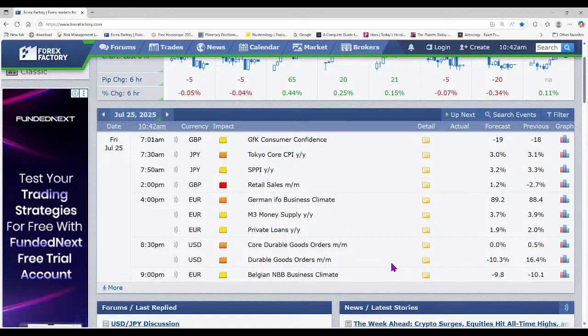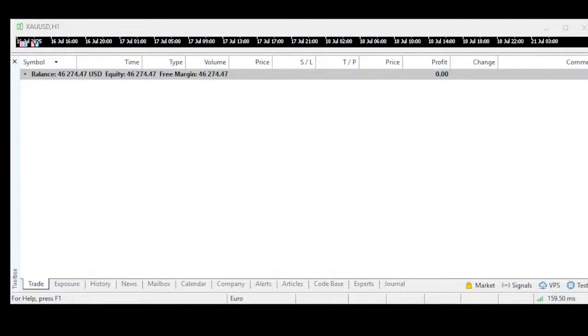So overall, I think this week is a soft data week, because there is not much important data going to be out, such as an interest rate announcement or anything else. So let's move on to our live trades.